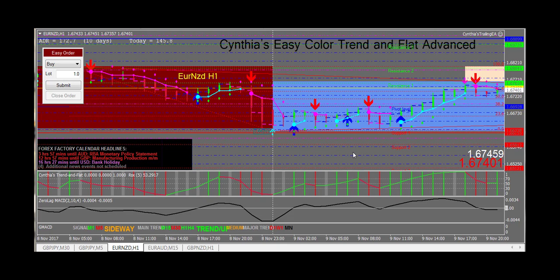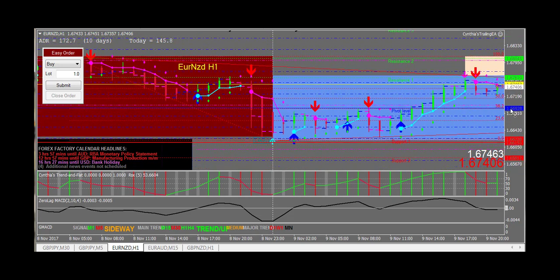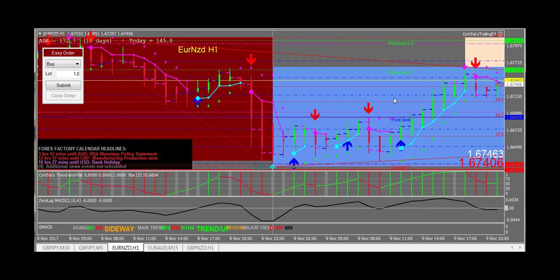Also, it includes the minor key level drawn directly on your chart, which are these dashed blue lines, and they are spaced 25 pips apart.